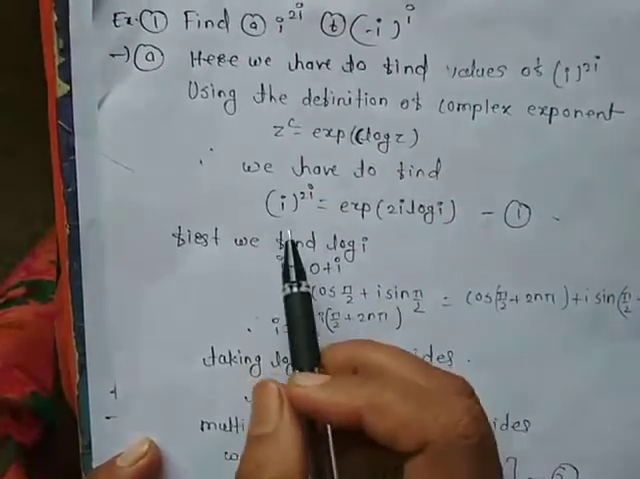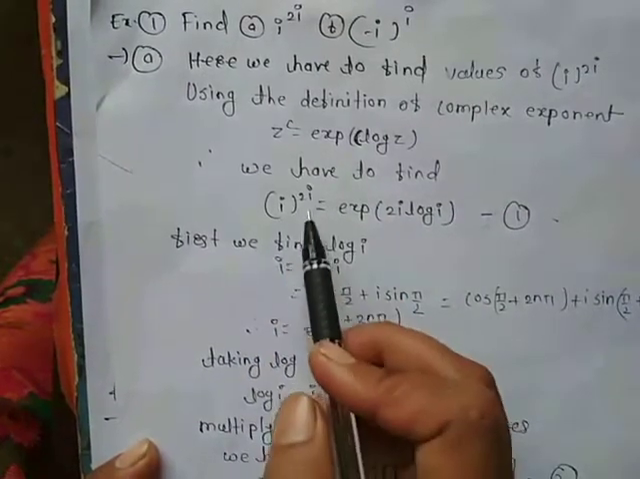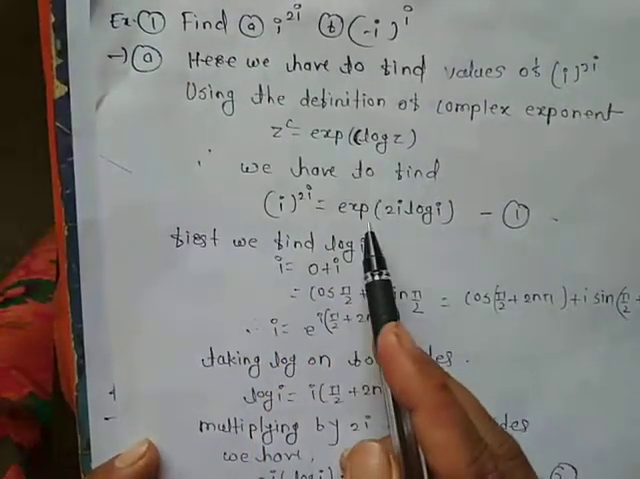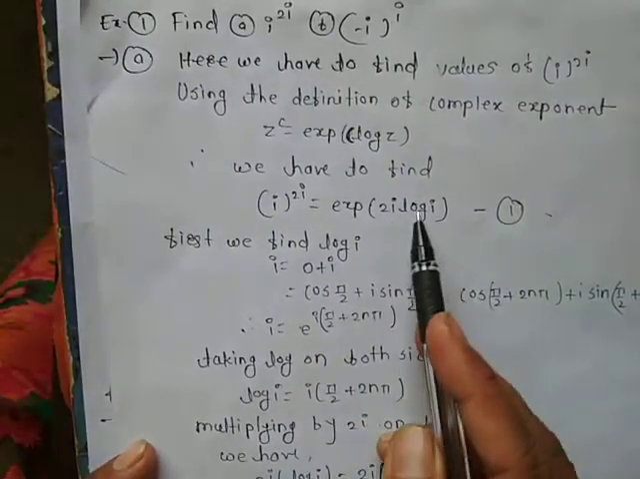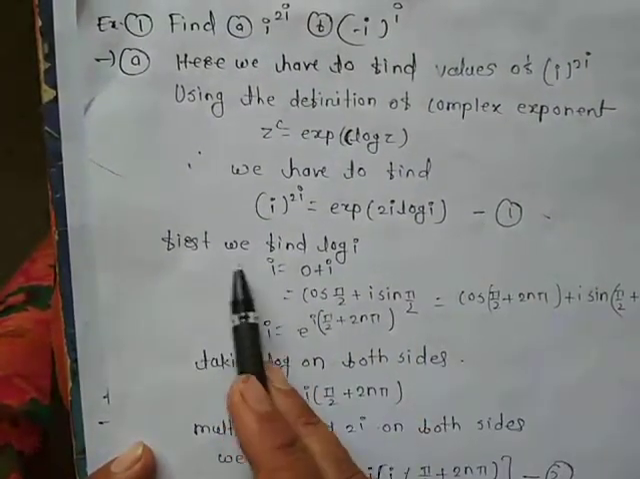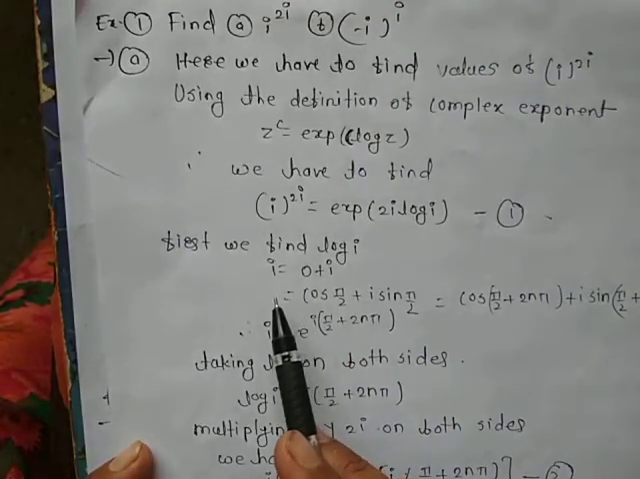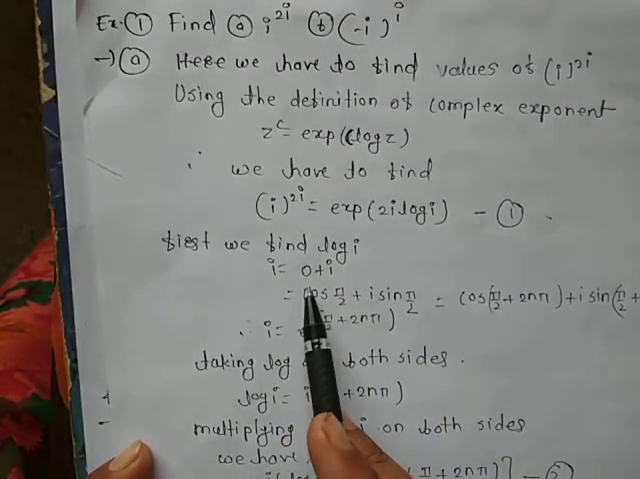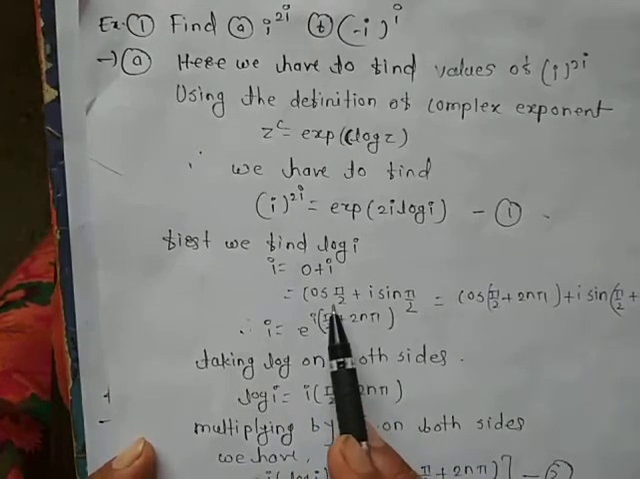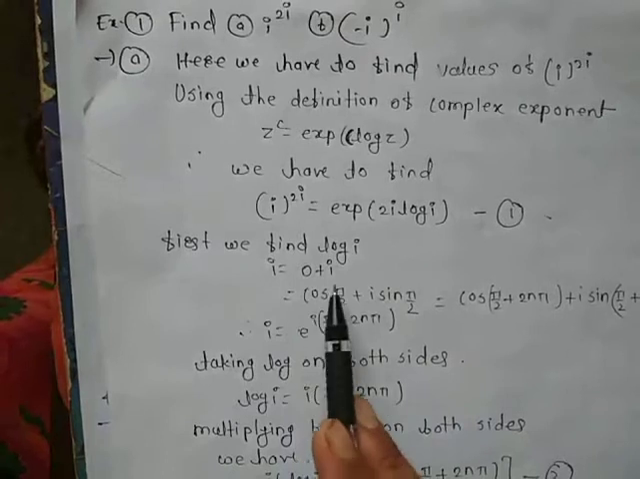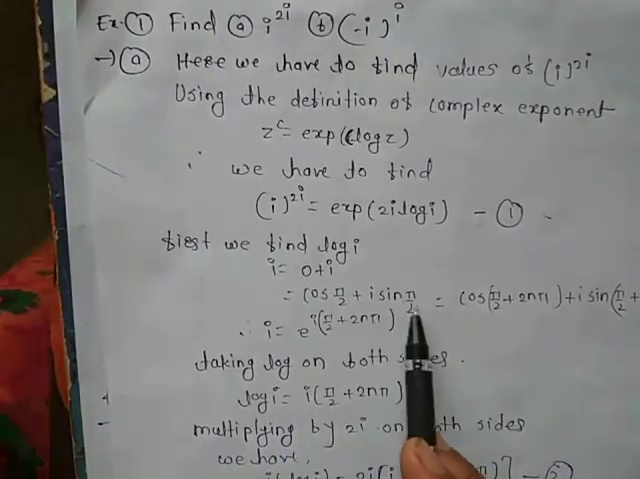Okay, here z is i and c is 2i. So this can be written as exponential of c log z, which is 2i log i. First of all we will find log i. So i can be written as 0 plus i, so it is cos pi by 2 plus i sin pi by 2, since cos pi by 2 is 0 and sin pi by 2 is 1.